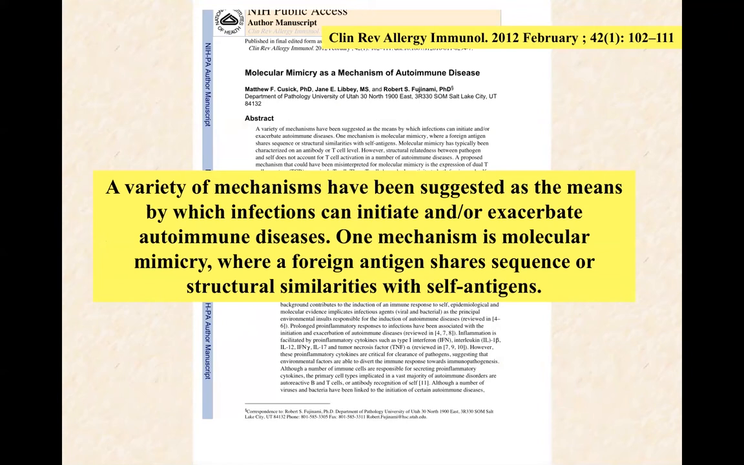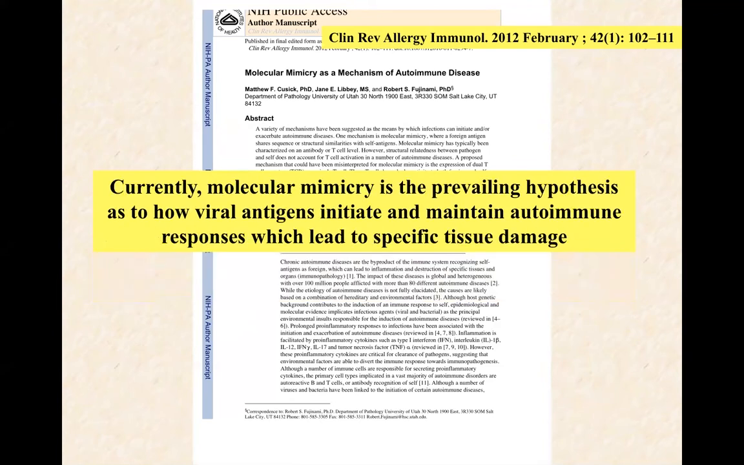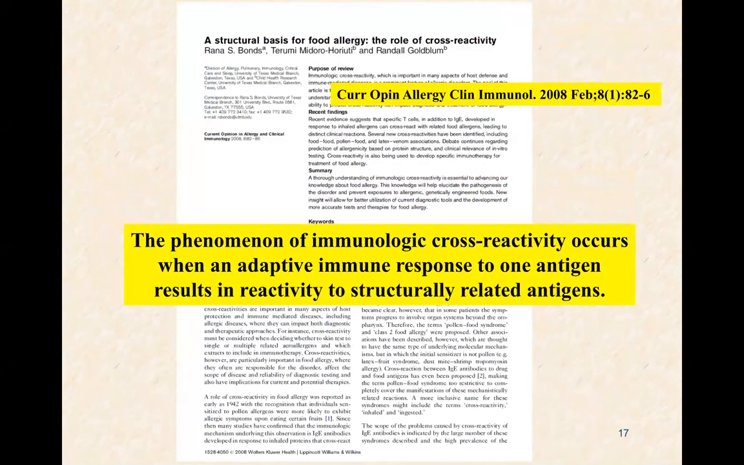And that's where a foreign antigen shares sequence or structural similarities, meaning amino acid structures, with self-antigens. Molecular mimicry is a prevailing hypothesis as to how viral antigens initiate and maintain autoimmune response, which leads to specific tissue damage. Immune cross-reactivity occurs when an adaptive immune response to one antigen results in reactivity to structurally related antigens. By the way, cross-reactivity and molecular mimicry are very, very similar, if not identical, in their descriptions.